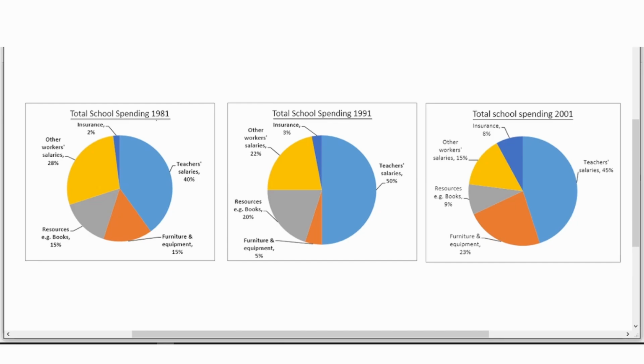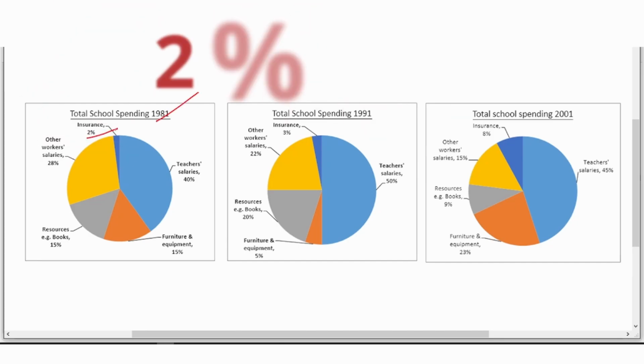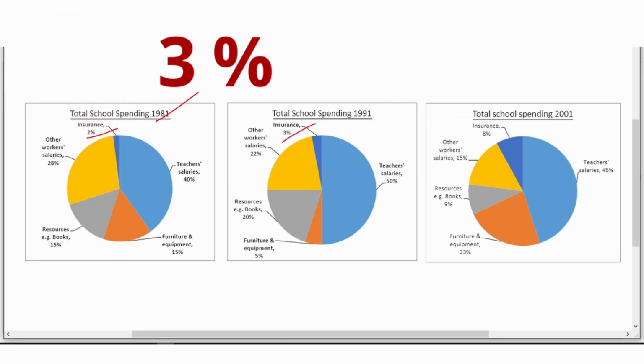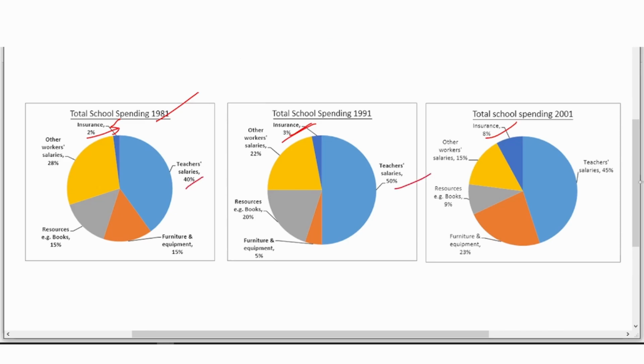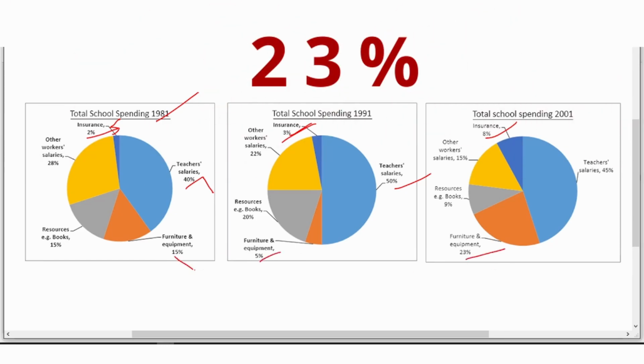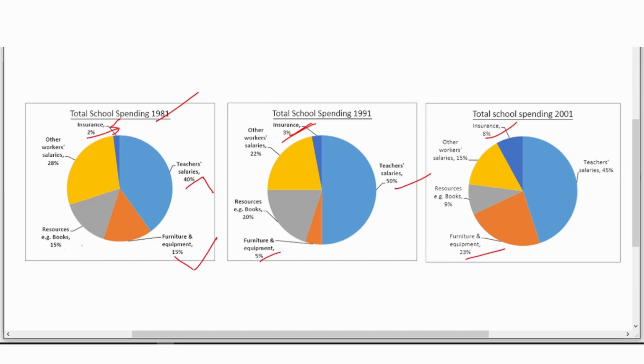Even the 3. Let's say in 1981 insurance was 2. Then in 1991 it became 3. So increase. From 3 it became 8. Means it increased all the way. Teacher's salary 40 became 50. Increase first. Then from 50 it became 45. So first increase, then decrease. Furniture and equipment, it was 15, then became 5. It decreased first, and then from 5 to 23, then increase again. So decrease and then increase.